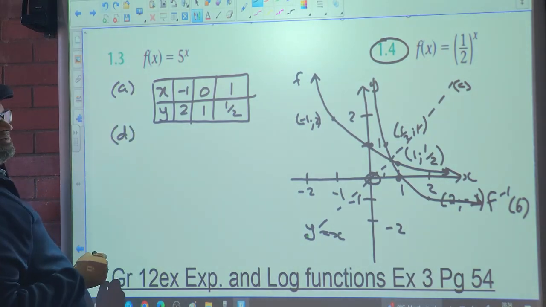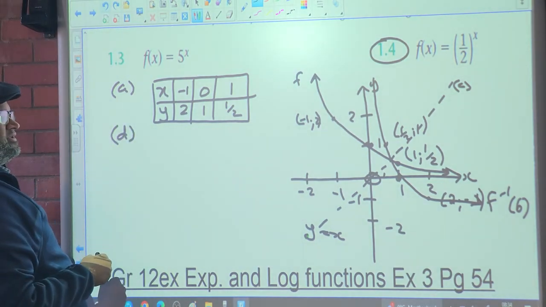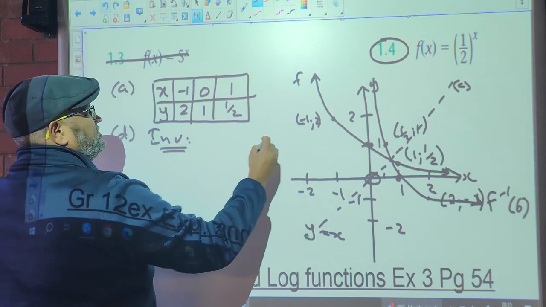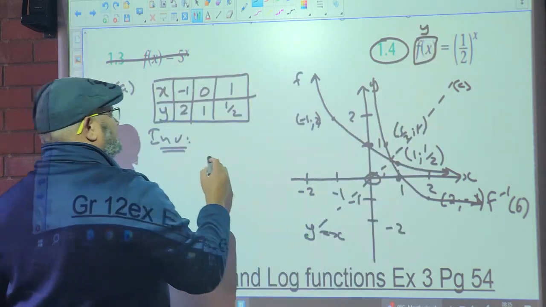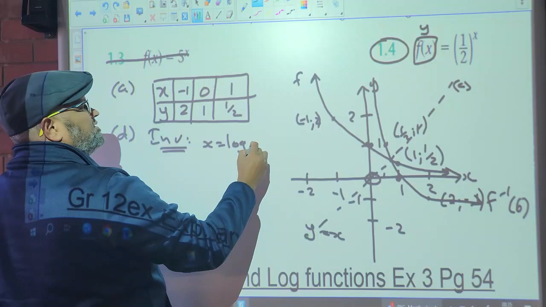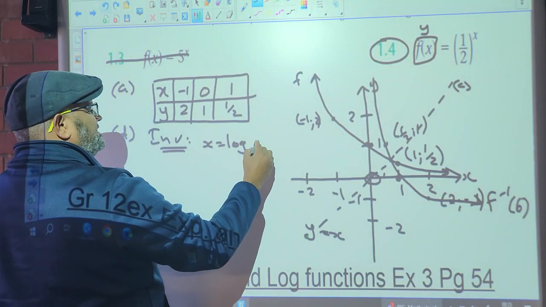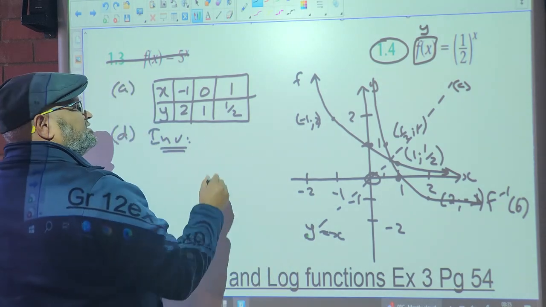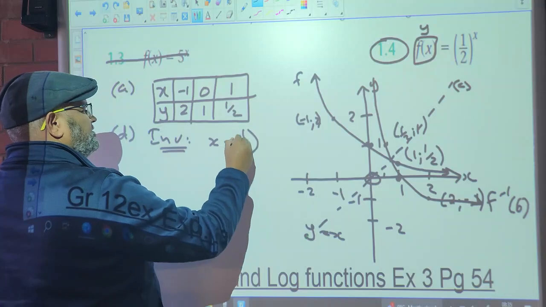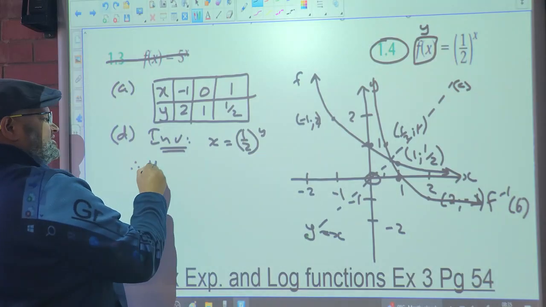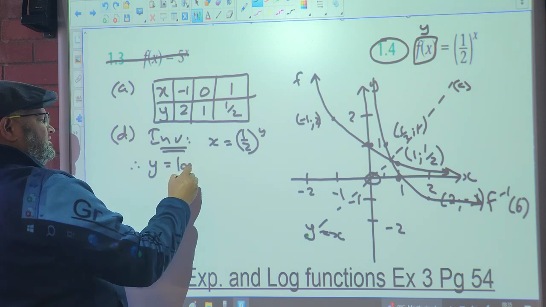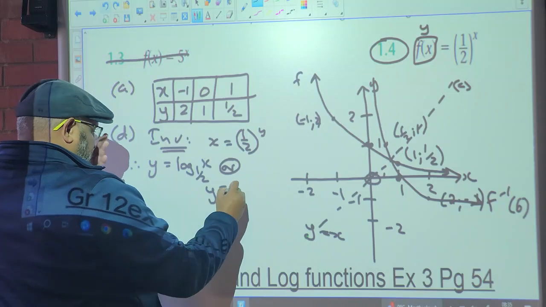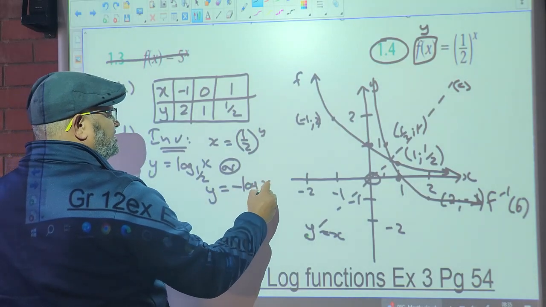D. What's the question for D? The inverse function. What do we do for the inverse function? Interchange x and y. Remember, this is a y. So x is equal to log, x is equal to half to the y. So therefore y is equal to log x base half, or y is equal to negative log x base 2.